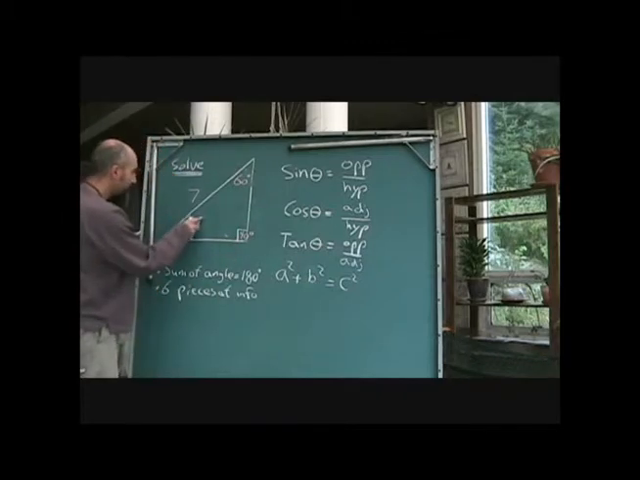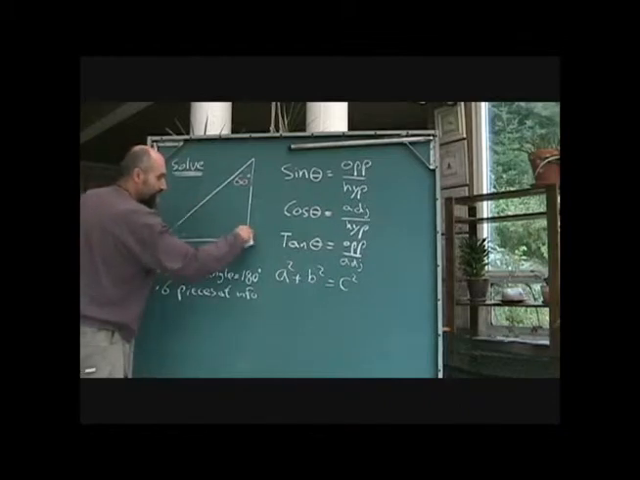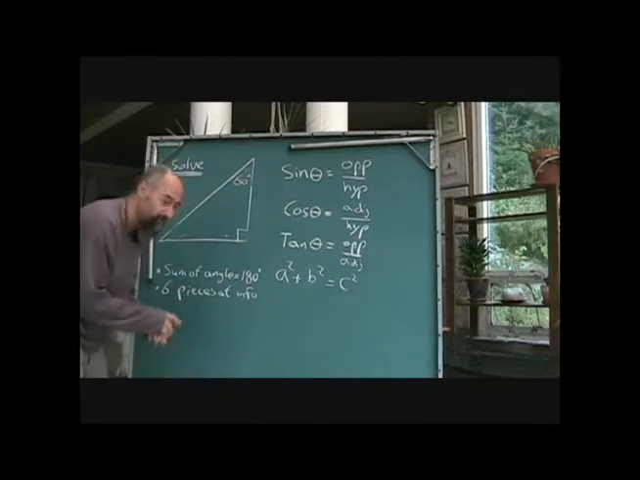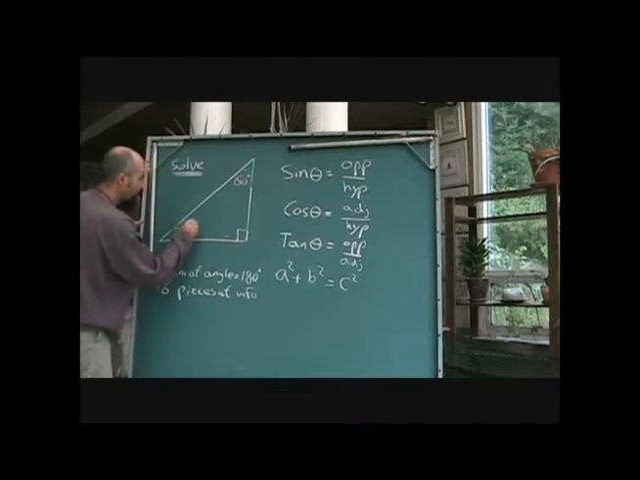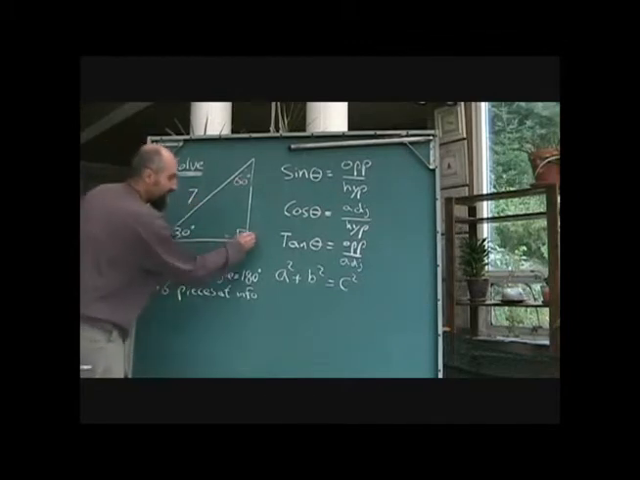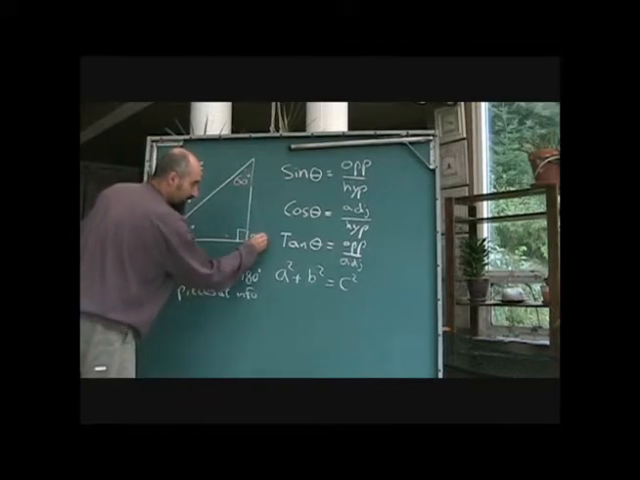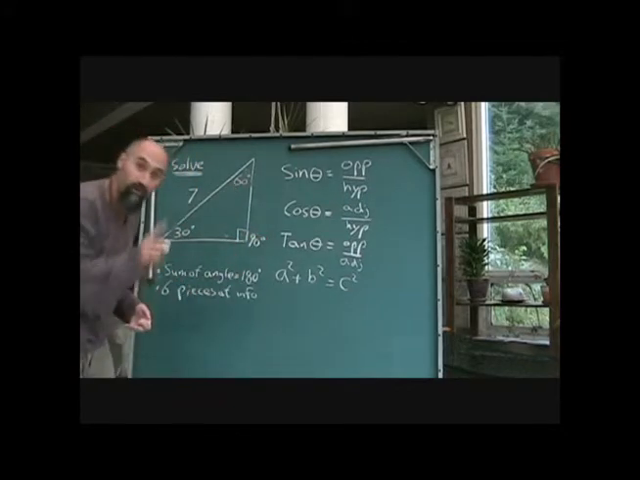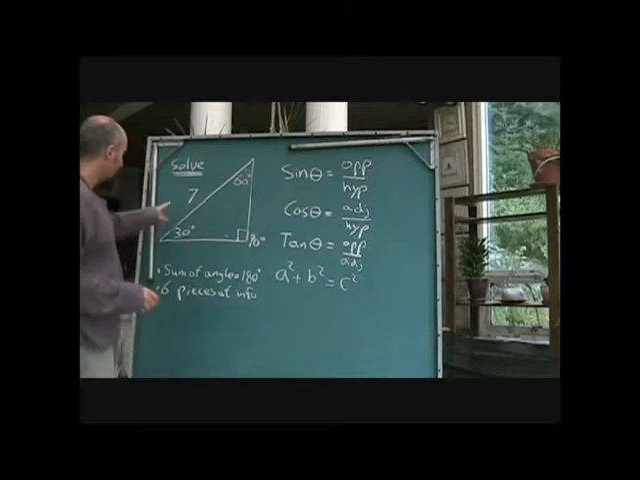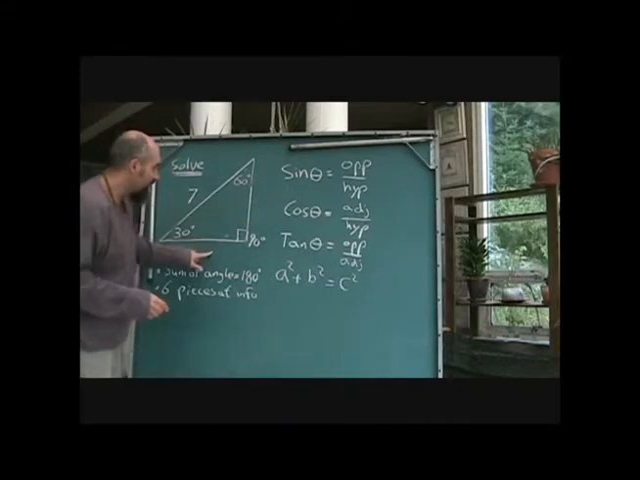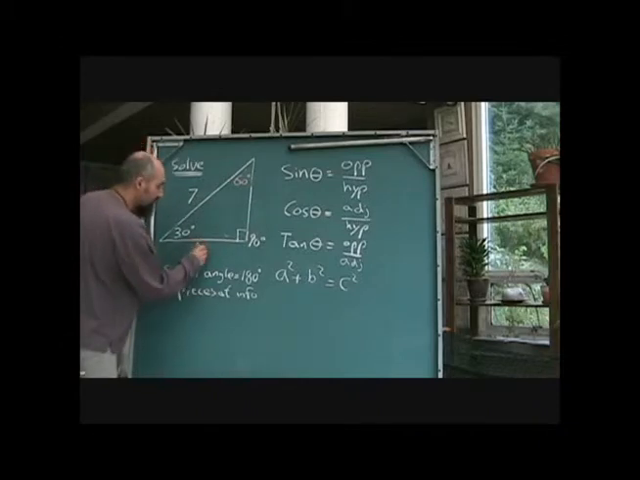What I'm going to do is change up the colors here so you know which pieces of info we have and which ones we're solving for. This was 30 that was given, this is 7 that was given, and this is the right angle, which is 90. So we just solved for one of the angles. Now what we want to do is solve for these 2 sides. Let's call these x and y.